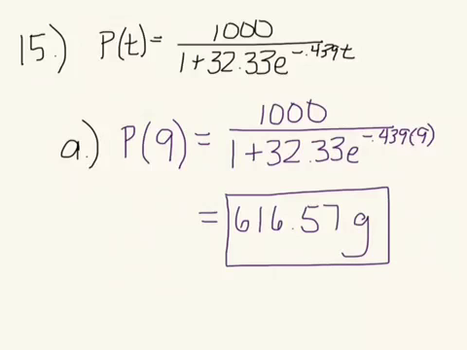So that's part A. Part B is more challenging. Part B asks, when will the population be 700 grams? So 700 grams is going to be our P of T, and we're going to solve for T. So I'm going to add a new slide and write out our equation so you can pause and do the same.